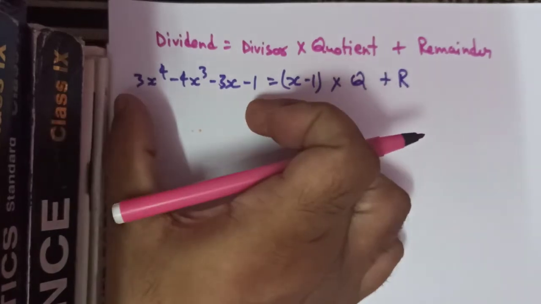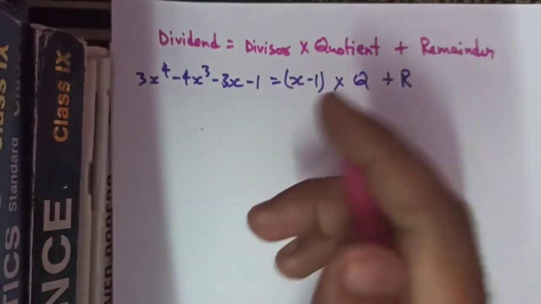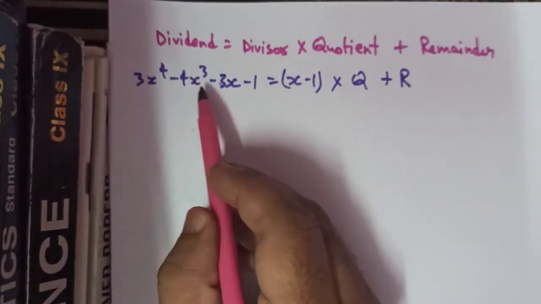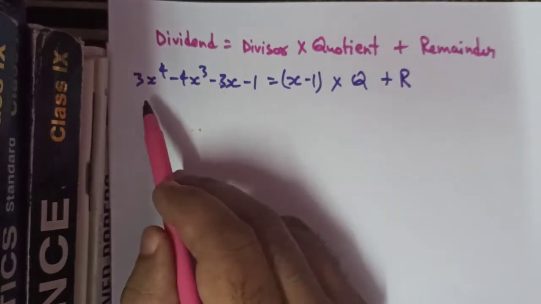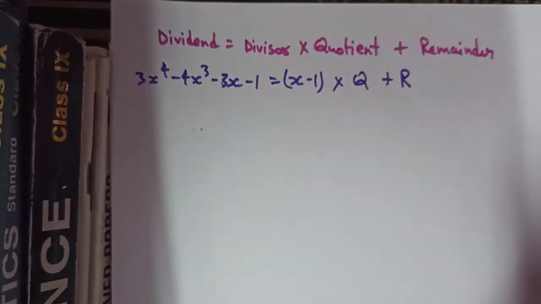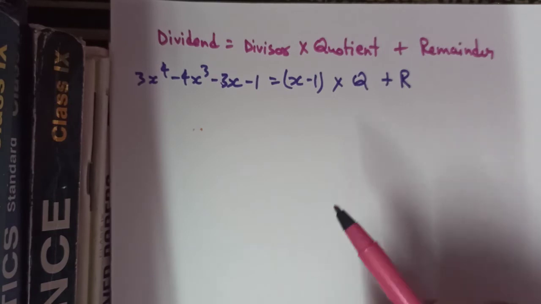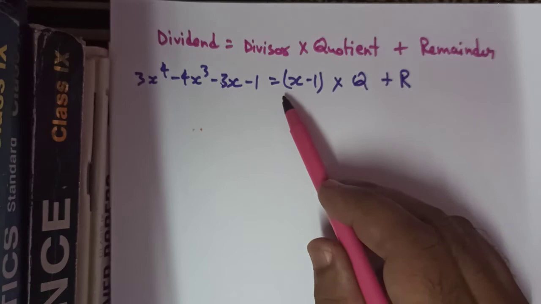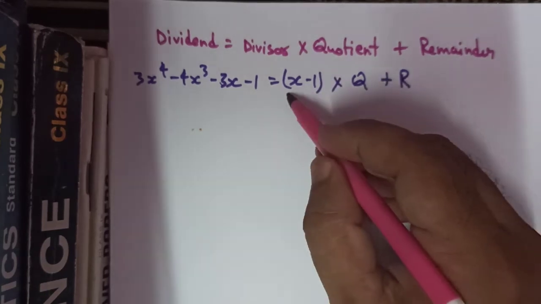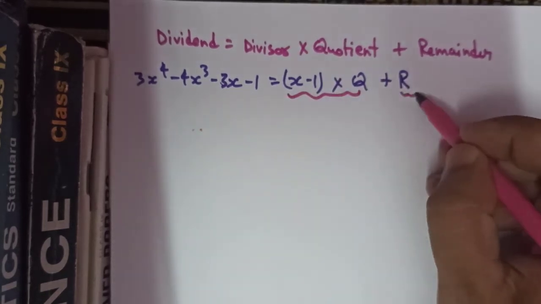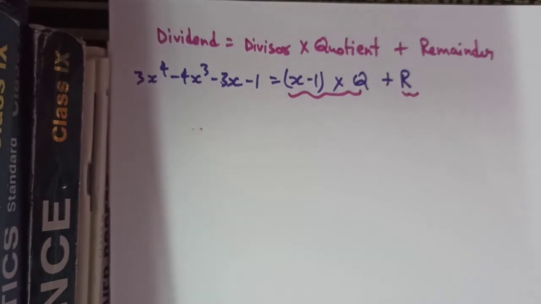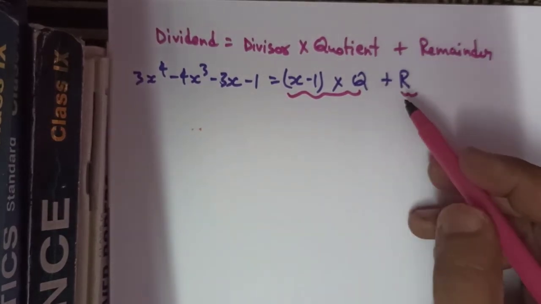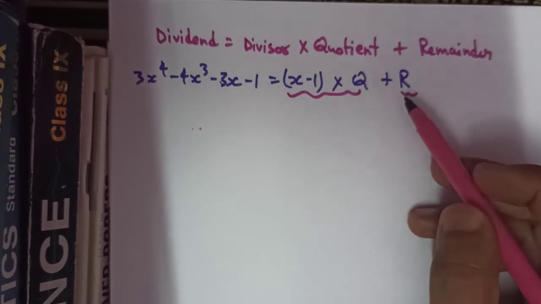How many terms are we having here? 1, 2, 3, 4. These 4 terms are there in the left hand side. In the right hand side we are having x minus 1 into q. This is one term, and the second term is the remainder. If we want to find the remainder, how can we find it?